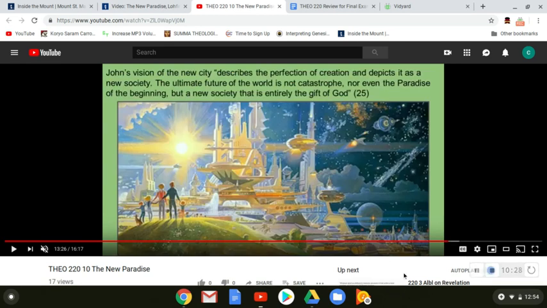Right? So Lohfink wraps it up. He says, the vision here is not as a catastrophe. Right? The future of the world is a new society that's entirely the gift of God. Right? It's open to everyone. Right? We become a community of loving persons in which we care for all people, and all people are free to join in this community.